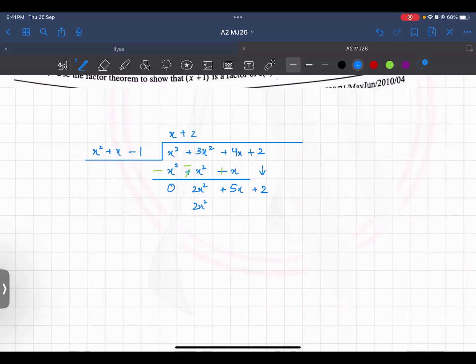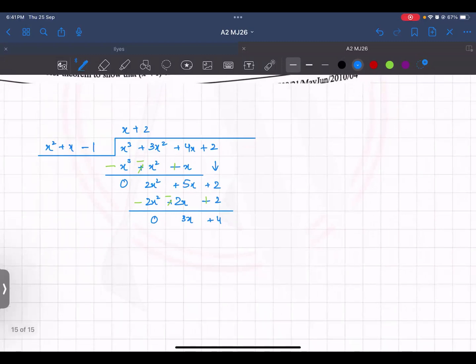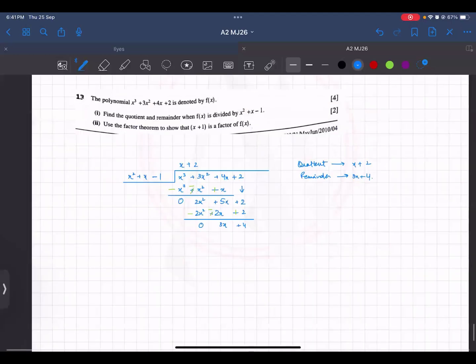So 2x square plus 2x minus 2. So this becomes plus, this becomes minus, that means 3x plus 4, and that is it. So you will write it down. The quotient is x plus 2, and the remainder is 3x plus 4. This is it.